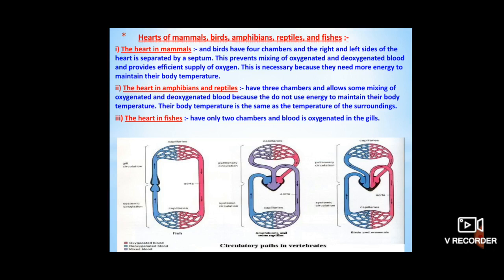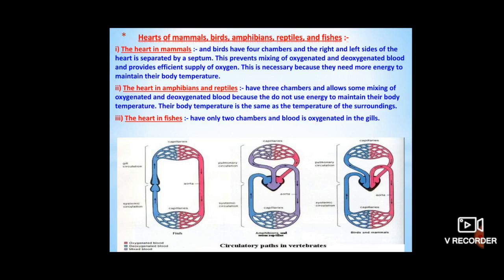Then if you come to the fishes, they have only two chambers, and oxygenation of blood takes place with the help of gills only. The process of exchange of gases and transportation of oxygen takes place with the help of gills only. So the heart of a fish has only two chambers, and the blood is oxygenated in the gills. This is the complete information about the other animals.